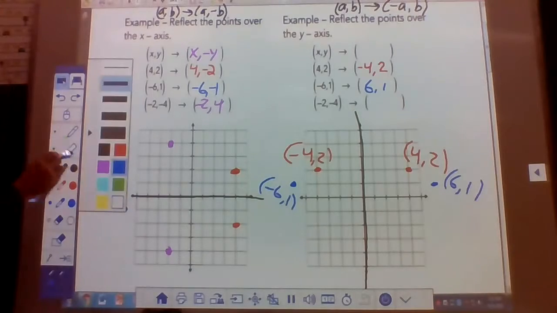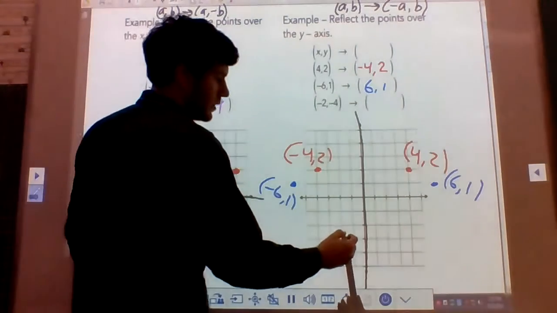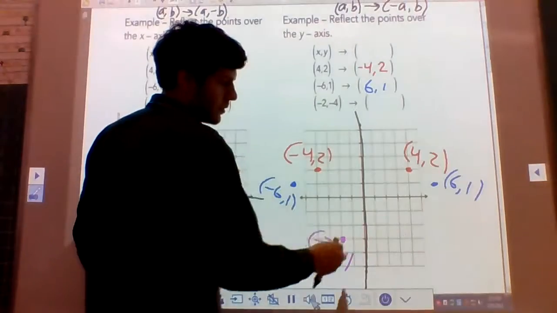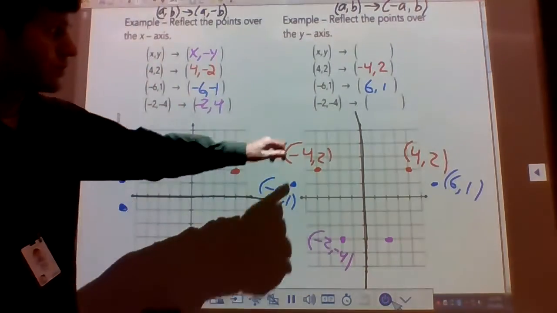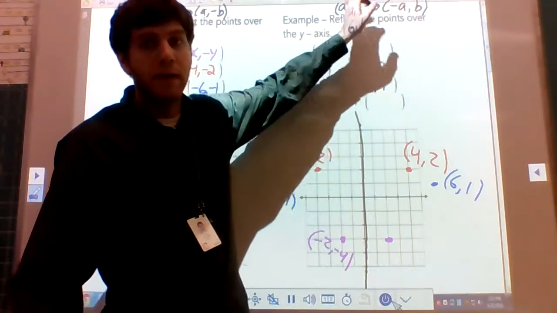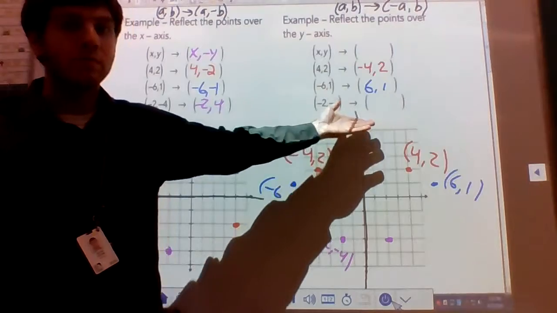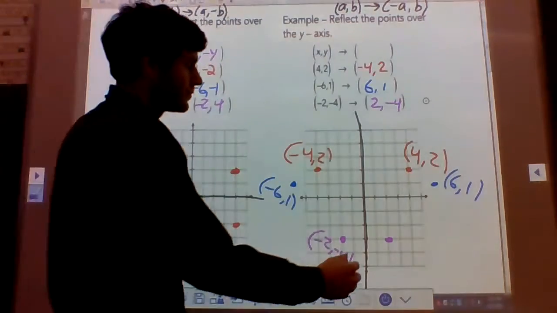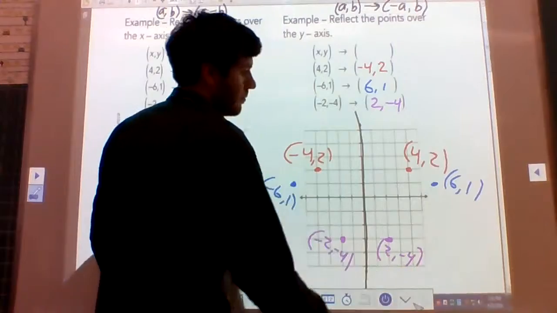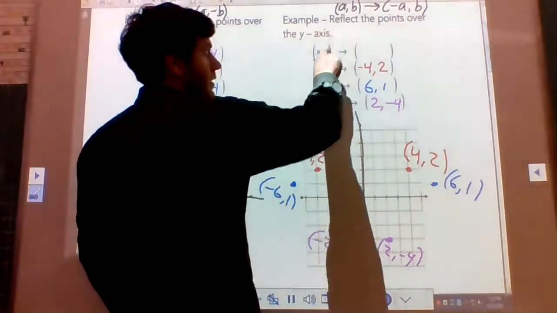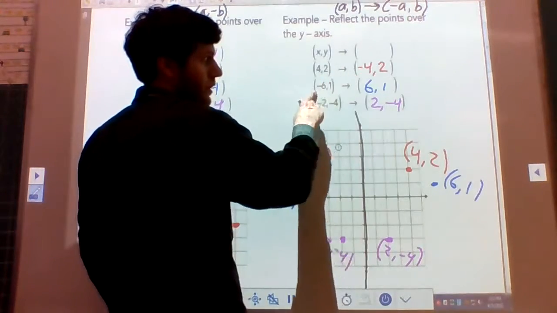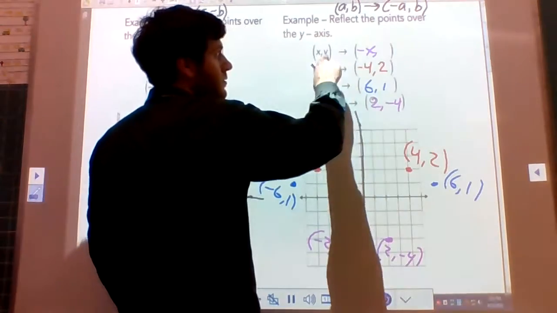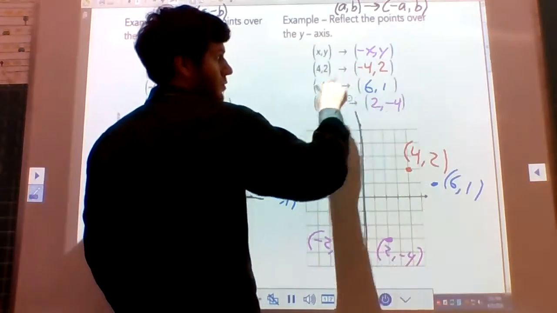Okay, last one is negative 2, negative 4. Again, we're reflecting over the y-axis, so it's got to be over here somewhere. We can use our formula. A goes to negative A, so negative 2 goes to the opposite one, which is going to be 2. And then negative 4 stays negative 4. So we're flipping the sign. 4 goes to negative 4, negative 6 goes to positive 6, negative 2 goes to positive 2, which means x is going to go to negative x. B goes to B, so y is going to go to y. 2 went to 2, 1 to 1.